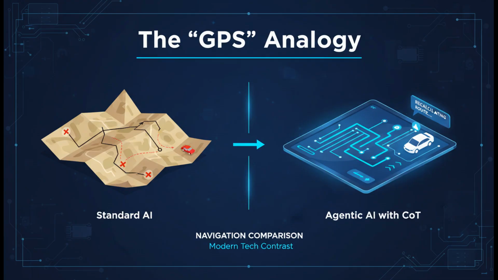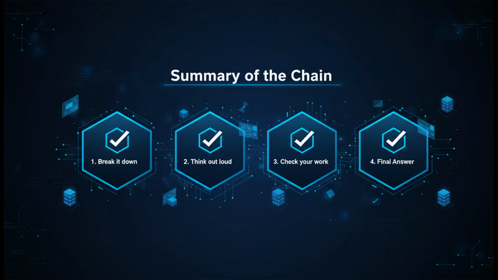Think of a standard AI like a paper map. It shows you one view. An AI using chain of thought is like a live GPS. It constantly perceives where it is on the logical road and recalculates its path token by token to ensure you reach your destination. To recap, chain of thought transforms AI from a fast talker into a slow thinker.